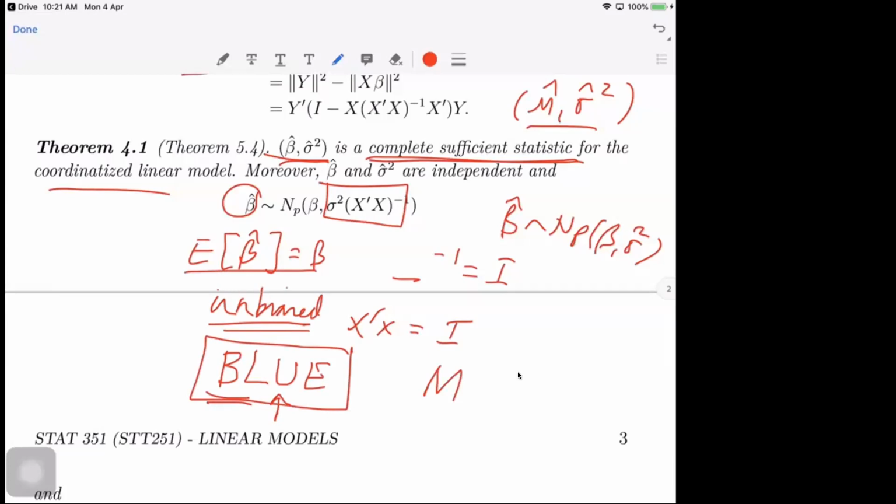BLUE is a special case of the MVUE, or the minimum variance unbiased estimate. Minimum variance among all competing unbiased estimator, siya ang pinakagamay na variance. That is equivalent to being best, no? Best siya kay siya ang pinakagamay. Specific lang tayo ning linear because we can express it as a linear function of y, no, ang atong mga betas. So that's why it's called BLUE.